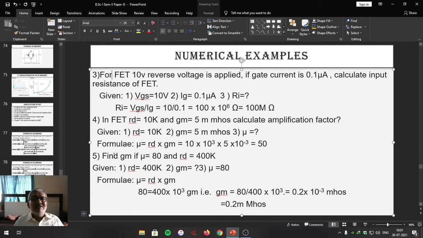Next example is find GM if mu is equal to 80 and RD is equal to 400 kilo ohm. So here RD is given 400K, GM is to be calculated, mu is equal to 80. Same formula to be used, mu is equal to RD into GM. Mu is 80 is equal to 400 into 10 raised to 3 into GM. GM is equal to 80 upon 400 into 10 raised to 3.